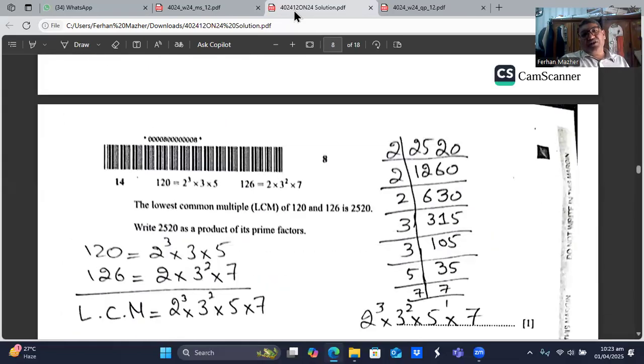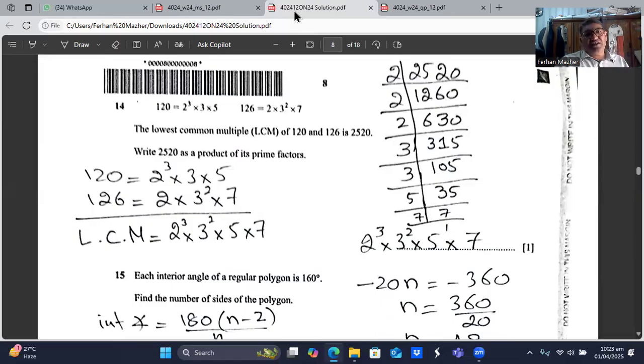So let's see. I have shown here both the methods. 120 is 2 raised to 3 into 3 into 5, 126 is 2 into 3 square into 7. In the LCM, we take the common factors once and we write their greatest power. So 2 is common between these two, and the greatest power there is 3. 3 is also common here, so the greatest power is 2. And we also take the factors which are not common. So 5 will also be there, 7 will also be there. So this is equal to 2520. So I can write 2 cube into 3 square into 5 into 7.